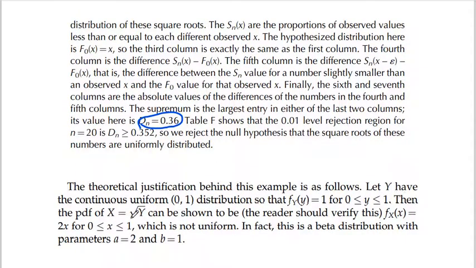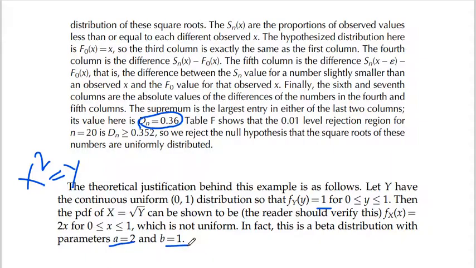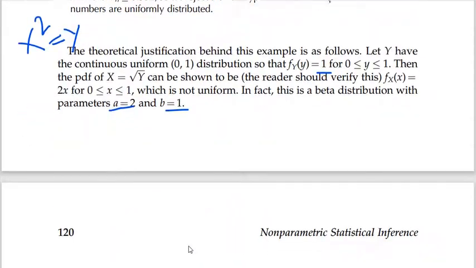Let Y have a continuous uniform (0,1) distribution. Then the distribution of F, another CDF, is equal to 1 for 0 less than or equal to y less than or equal to 1. Then we say x square equal to y, this is the standard result. This follows a beta distribution with parameters 2 and 1.